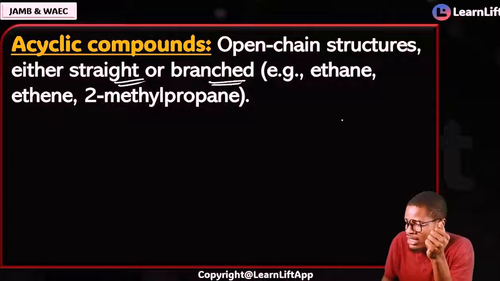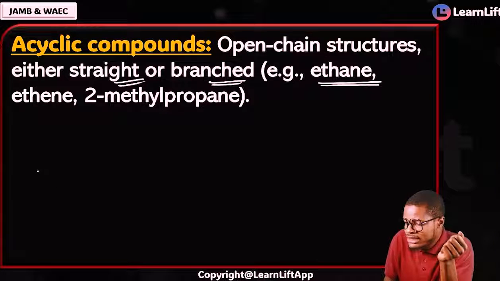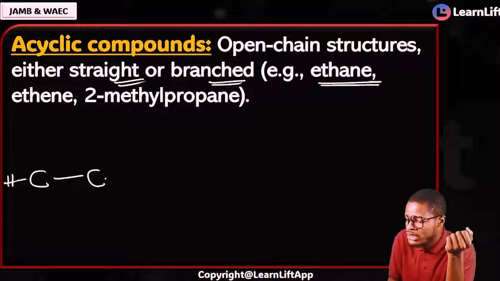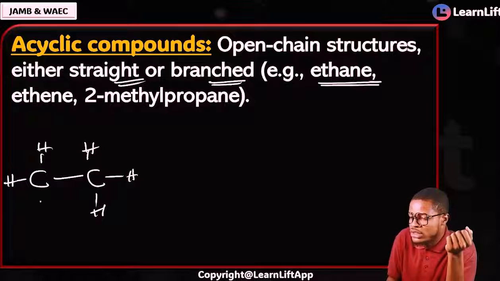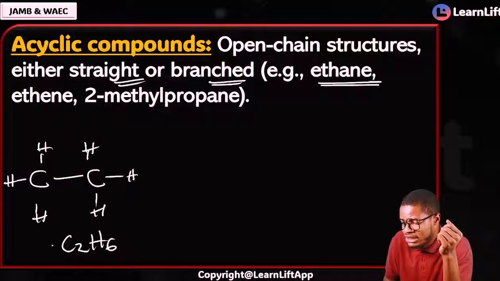Come with me. For example, a cardinal example is your ethane. How do we draw ethane? Ethane is carbon to carbon like this, right? Two hydrogens like this, two hydrogens, and then here is hydrogen. Here is your hydrogen. And the condensed formula for it is your C2H6. The name of this compound is your ethane.